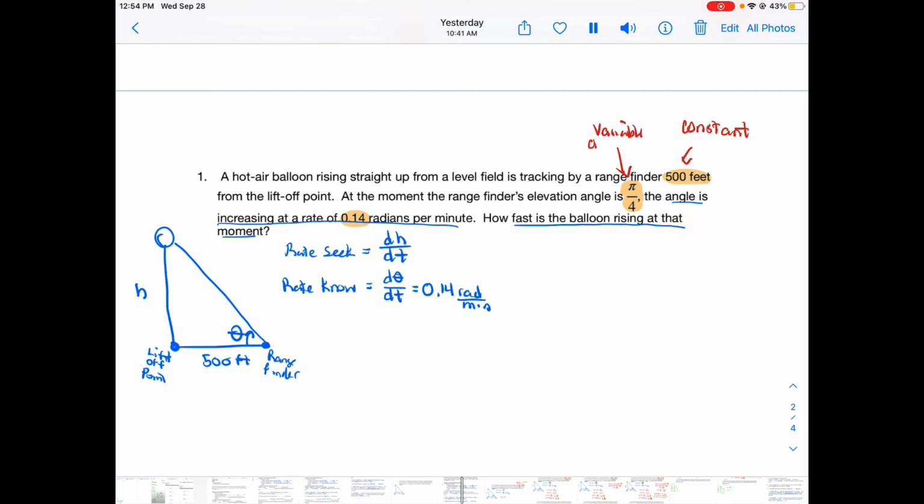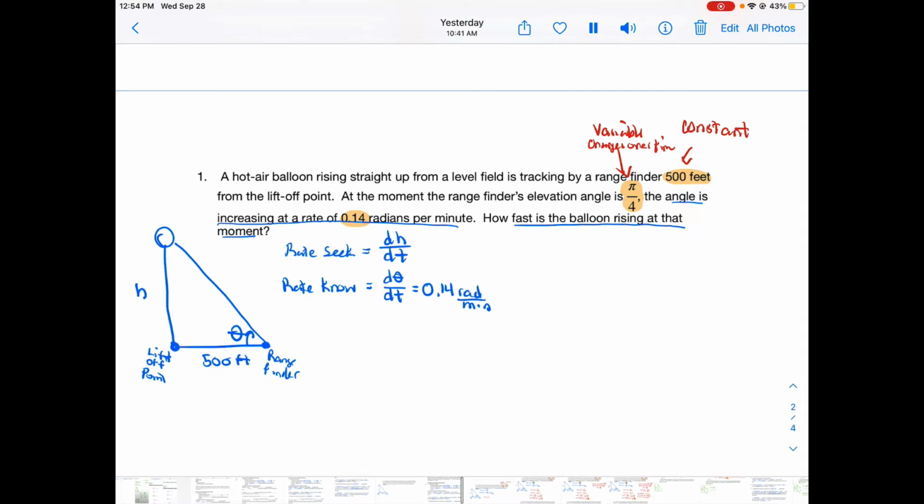Now, the pi over 4 is a variable because as the balloon rises, as time passes, the angle gets larger and larger. And my hint was at the moment the rangefinder's elevation angle is this. So it tells me that that angle changes. So that's going to be a variable. I can't plug in pi over 4 at the beginning. I have to wait till after I take the derivative. So now I've got to figure out step 3.